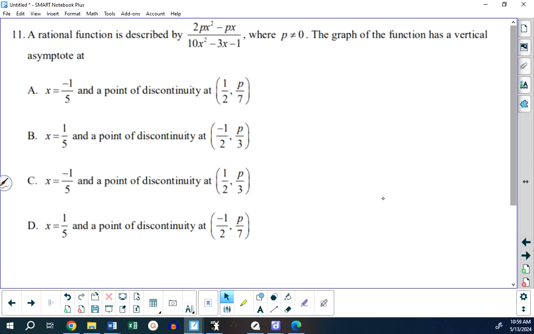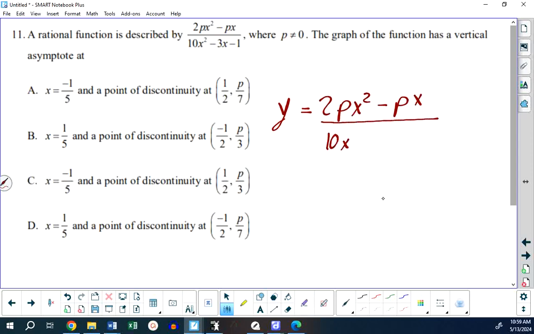So how do we factor this expression? Well, let me write this out first. I want to ask you a question here just to make sure, because I think I need to fix something. Does your thing just say a rational function is described by and there's no y equals? That's what it looks like? Okay. I really should have an f of x or y there. But anyway, I'll put it in here. 2px squared minus px over 10x squared minus 3x minus 1.